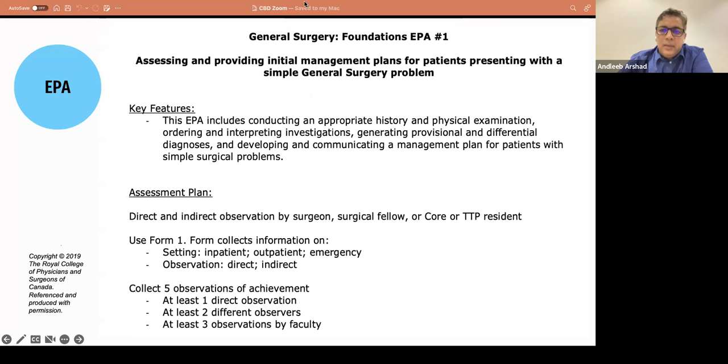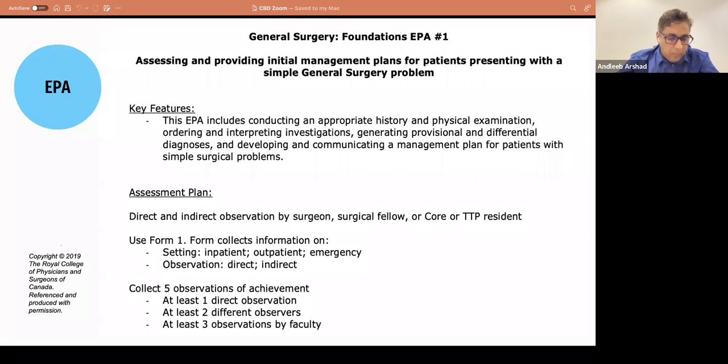Now, which stage is this? I can't see it. Okay, let us see, what is the title of this EPA? The title of this EPA is Assessing and Providing Initial Management Plans for Patients Presenting with a Simple General Surgery Problem, right? Because this is something that they will be required to do at some point of time when they become a specialist. The key features, so this EPA starts with telling us what the key features are.